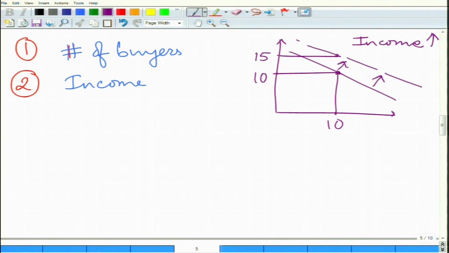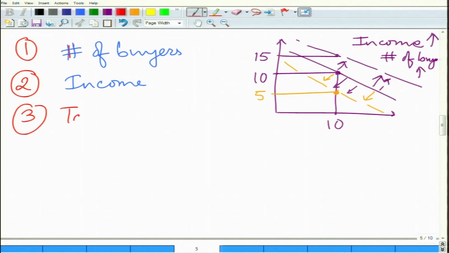At the same time, if my income falls, then I may have only 5 apples, and then my demand curve will shift parallelly leftwards. It can be because of income, it can be because of number of buyers. So if the number of buyers increases, my curve shifts rightwards, if my number of buyers decreases, my curve shifts leftwards. The third is tastes and preferences.